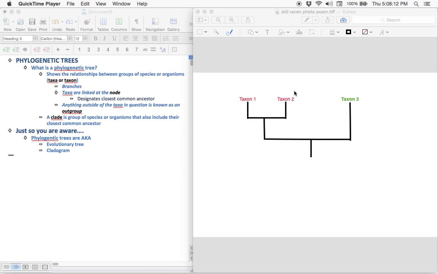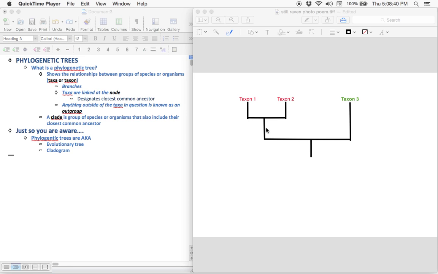Anything outside of the taxa in question, or the taxa that we're looking at, those are called outgroups. So taxon 3 is an outgroup for taxon 1 and 2. If we had another branch going off further from the phylogenetic tree, then that would also be an outgroup, relative to what we are investigating, or the species that we are looking at.